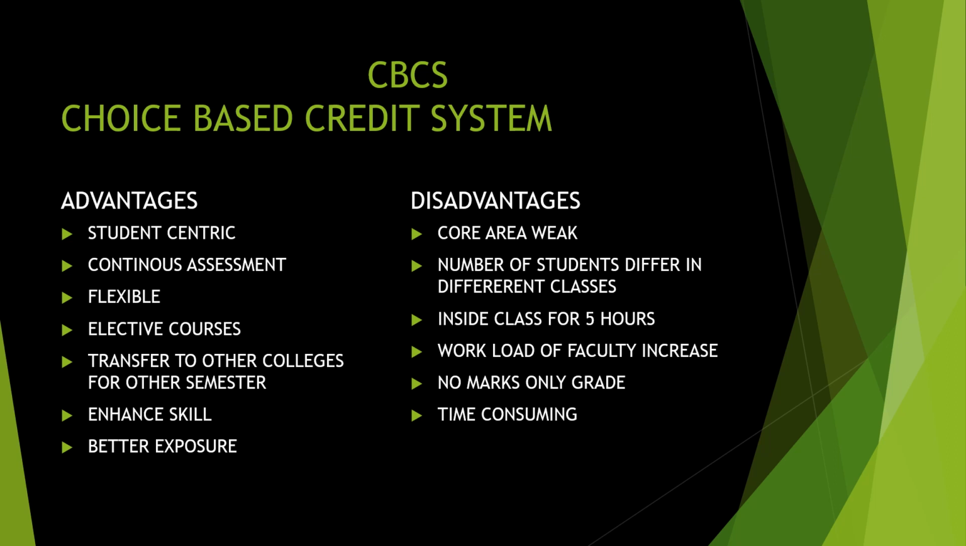First one is student centric. Education should always be centered on the student, because the student is the main person who is learning. So his capacity or enhancement is needed in education. So student centric is always good. That is one of the best advantages of the choice based credit system.